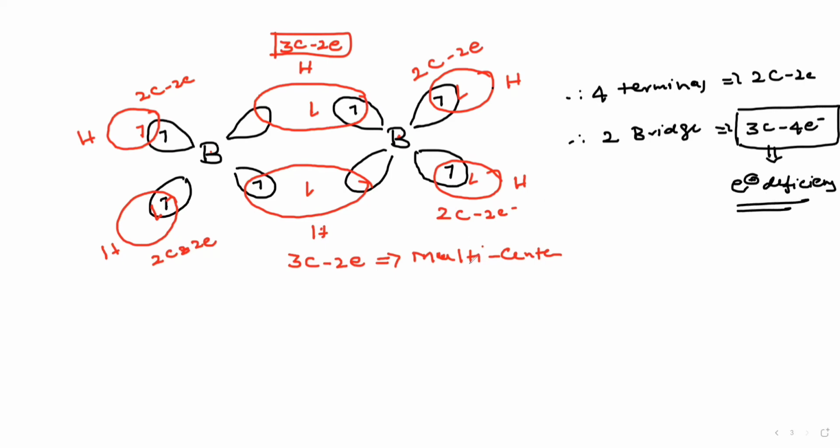Okay. Now I give you this orbital diagram. Please note. This is an orbital diagram for B2H6. Okay. Please note. Very important. Next I'm going to discuss what is bond length and what is bond order. That I'm going to discuss in the next slide.